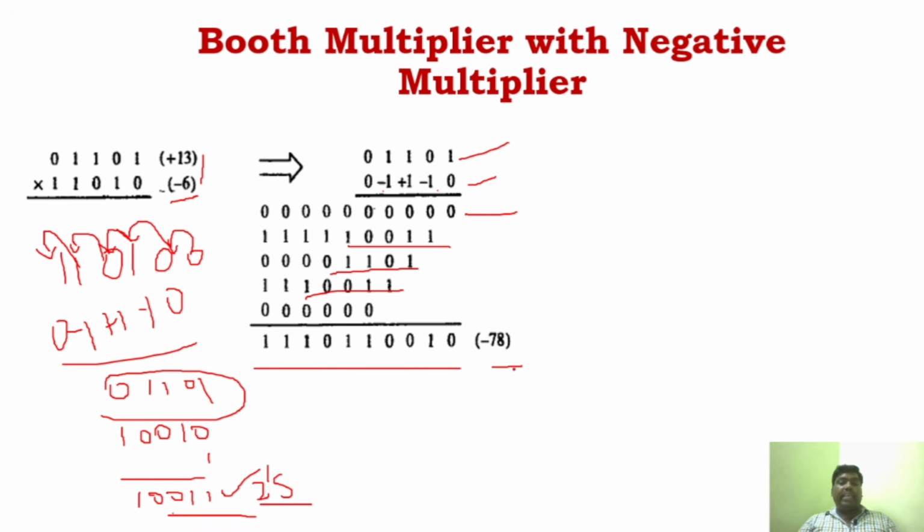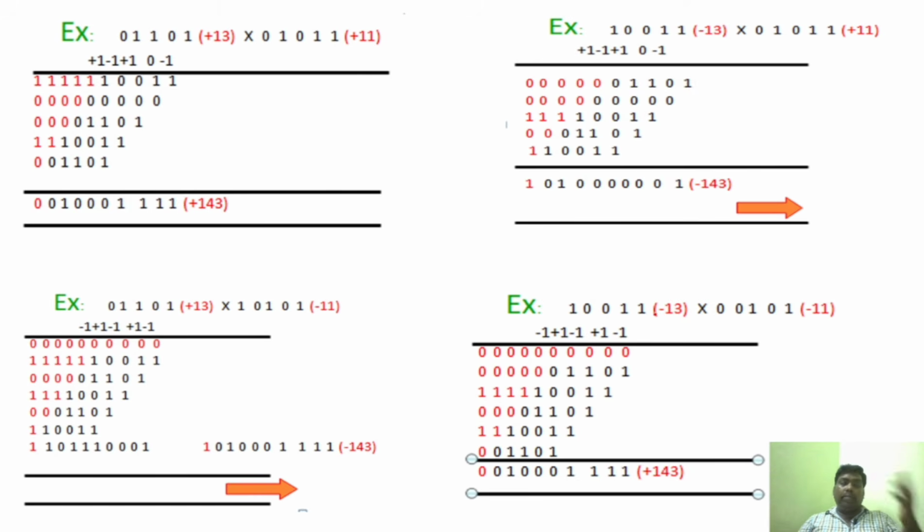And in order to check this, you can take the 2's complement of it. You will get the positive 78. So the answer will be correct. Okay, got it? So now you understand the concept of Booth algorithm, right? So far, what we have seen is Booth algorithm for negative multiplier as well as positive multiplier, right?